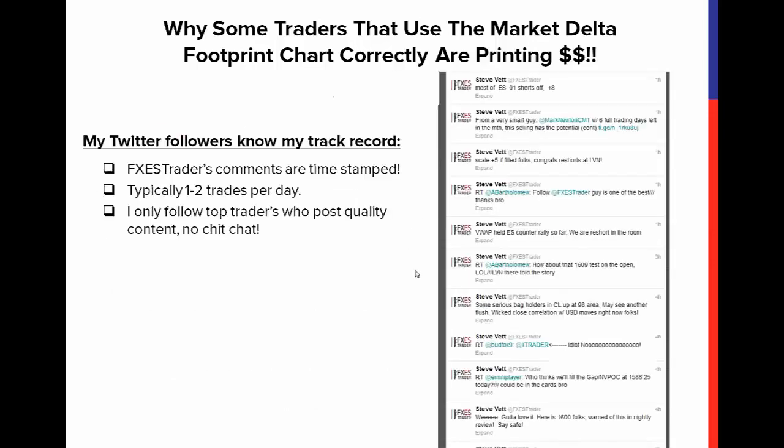So this is my Twitter feed, and I post a lot of stuff related to both market profile and the footprint on Twitter. The beauty of this is I've been on Twitter since 2009. It is a timestamped track record, an excellent track record of everything I said. I typically don't post trades on there. I'll give areas where it may be a good idea to take a trade.